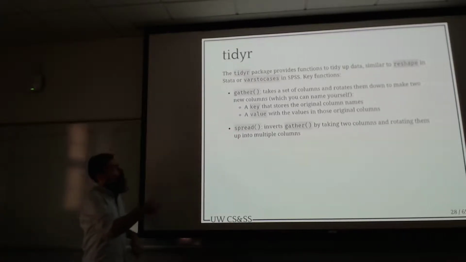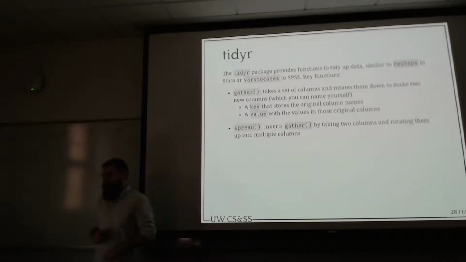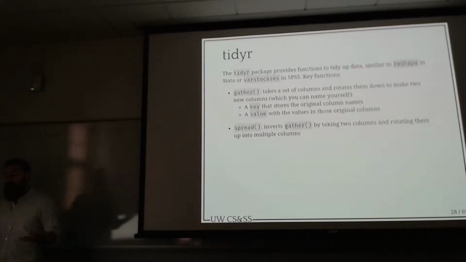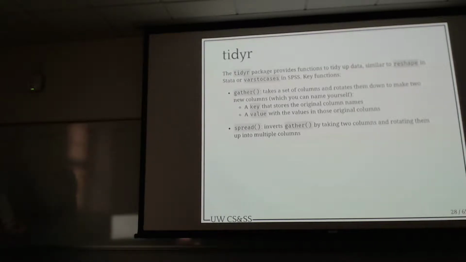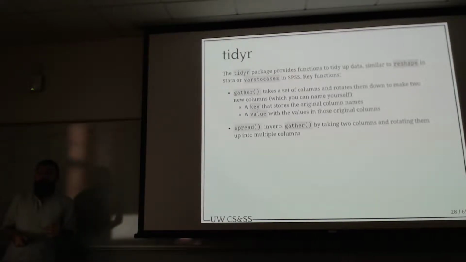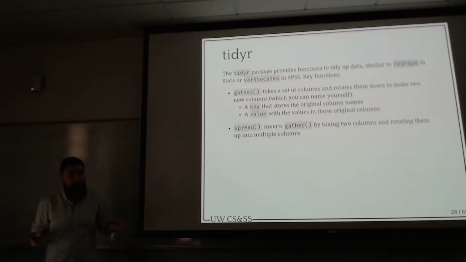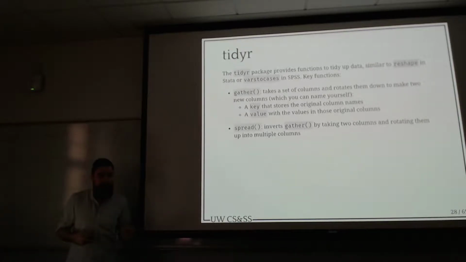Spread inverts that gather operation. So gather will take 2 or more columns and rotate them down, and spread will rotate them back up into multiple columns. So in pretty much everything in the tidyverse and all sorts of good software, any operation you can do, you should be able to undo in a straightforward fashion. Spread undoes whatever we want. Most people don't use spread very much. I do a lot of structural equation modeling, so I turn a lot of long data into wide data all the time. That's what you use spread for.